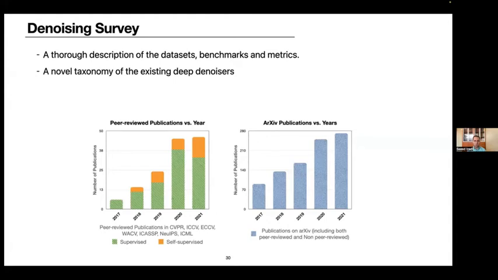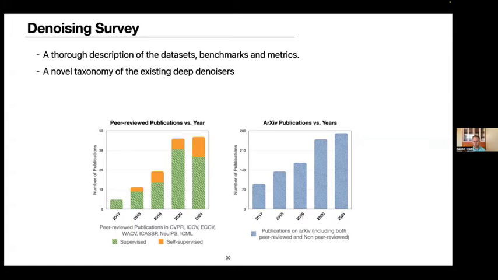In this survey, we have studied more than 100 denoising methods and prepared a comprehensive survey which provides a thorough description of the datasets, benchmarks, and metrics, as well as a novel taxonomy of the existing deep denoisers. In the bottom, we have 2 figures. The left one corresponds to the number of peer-reviewed papers published in top-tier conferences for both supervised and self-supervised training schemes. And the right figure shows all the archived and preprint submissions on image denoising.